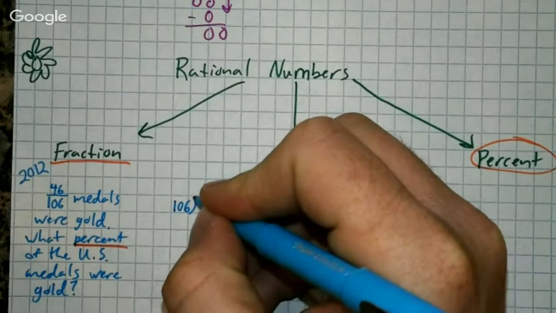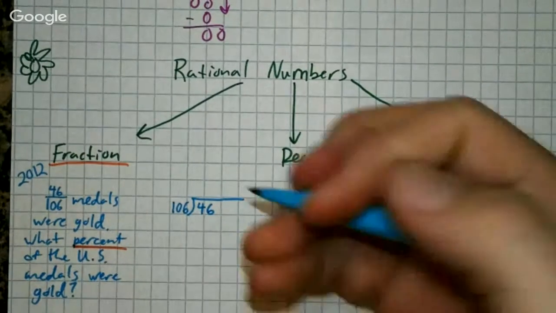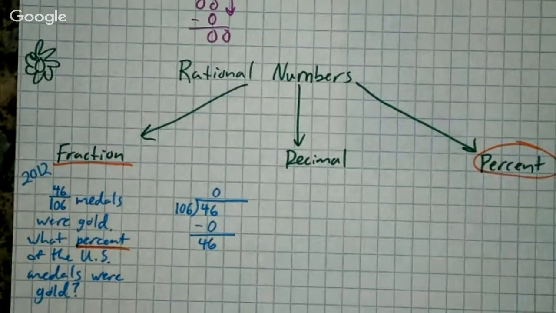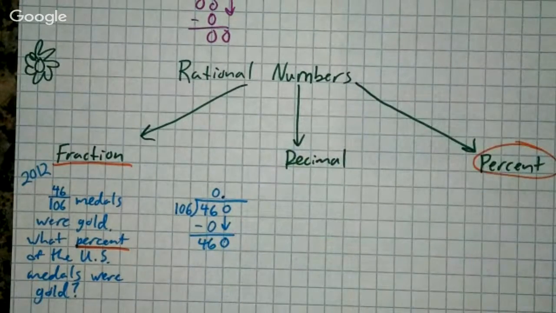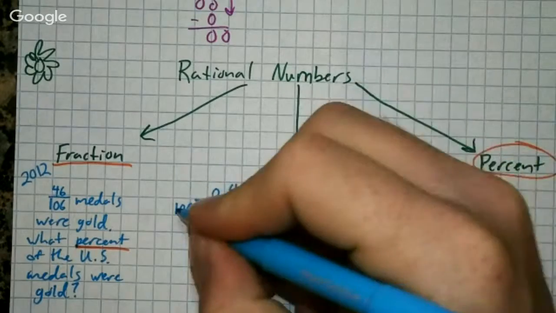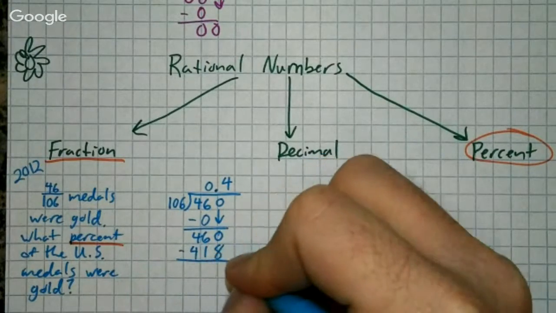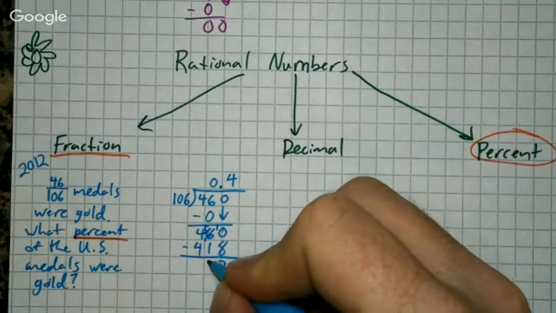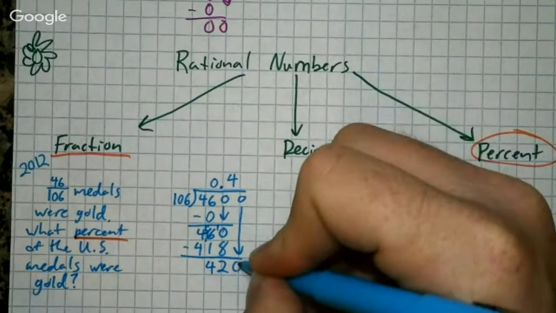So now we have 106 divided into 46. We all know that 106 going into 46 is going to have to be 0, which will give us 0. We subtract and get 46. There's no more digits, so we put a decimal point and add a 0. Now 106 is going into 460, and that's going to be 4. 4 times 106 is going to be 424. We subtract. We need to do a little bit of fancy borrowing there. And now we're going to have 42. Okay, we need to add another 0 and drop it.